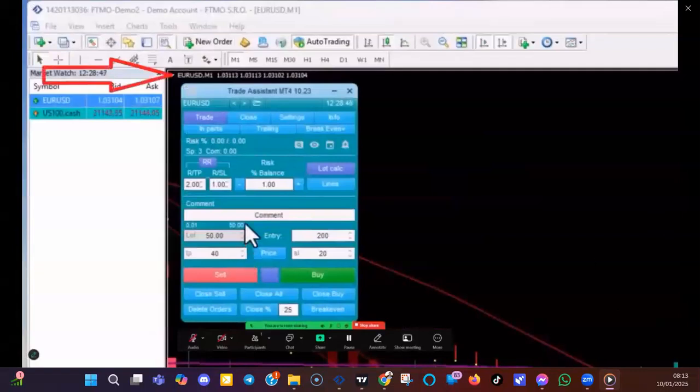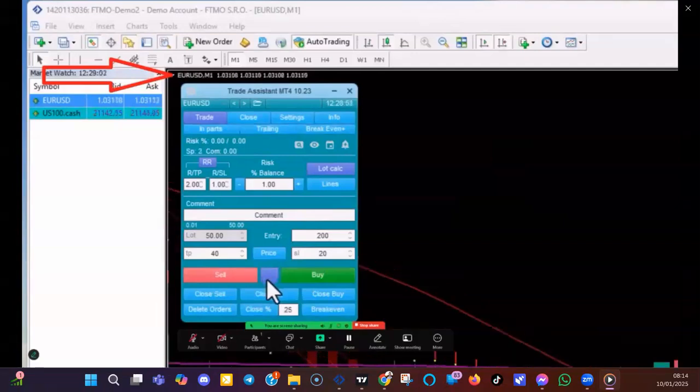I've got my risk to reward on the trade assistant locked at 2 to 1. I've got my risk balance at 1%. Lot calculator is on, and my little purple button here between the buy and sell is also activated. So we're ready to bring the trade assistant onto the chart. Now you'll notice here that we've got the stop loss set at 20. That indicates 2 pips when you're on a currency pair.